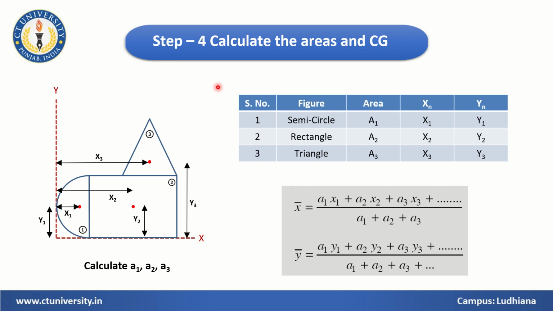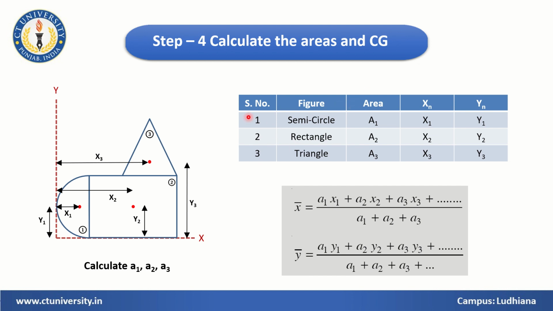Okay. After that, step number 4 is you need to find the individual areas. So the area of the semicircle, area of the rectangle, area of the triangle. You need to find the areas A1, A2 and A3, right? For the semicircle you can find the area, and similarly for the rectangle and triangle. Okay, once you are done, that is all for the calculation part.